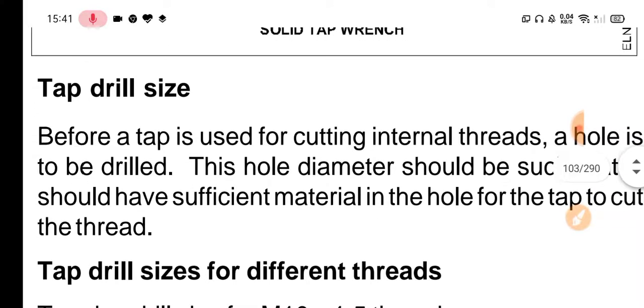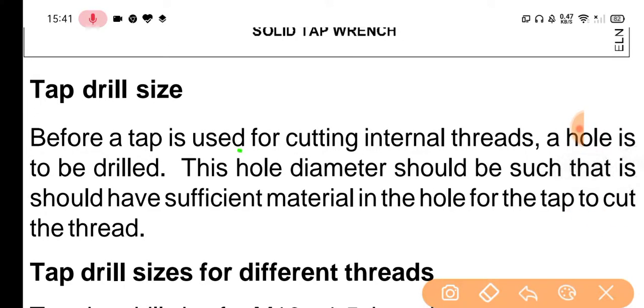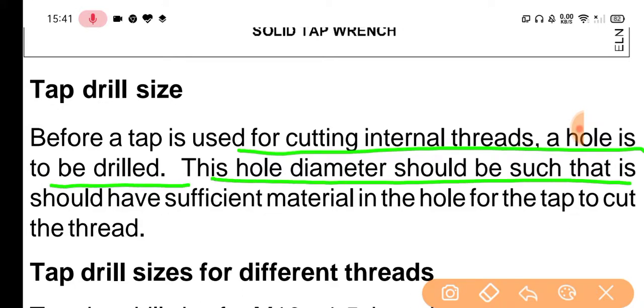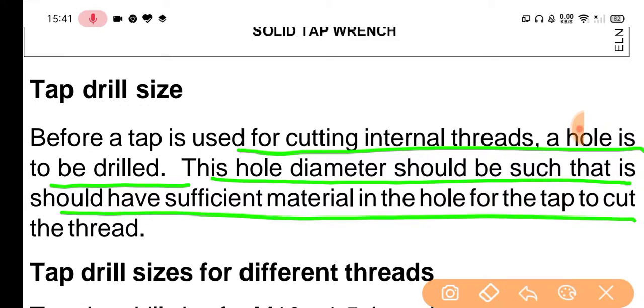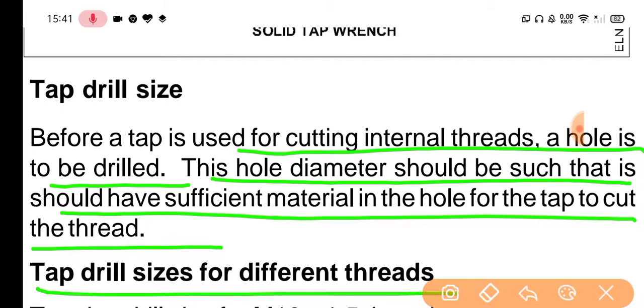The tap drill size. Before a tap is used for cutting internal threads, a hole is to be drilled. This hole diameter should be such that it has sufficient material in the hole for the tap to cut the thread. Tap drill size for different threads.